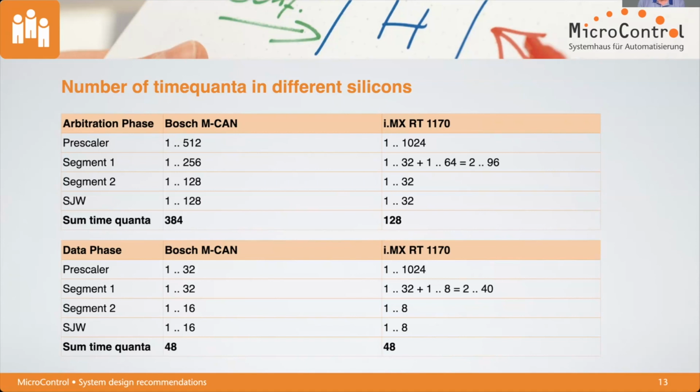There are other manufacturers which use their own IP core, which are sometimes similar to this gold standard and sometimes not. So I depicted here something from NXP, the RT1170, just to show you that from the register point of view, it's not possible to set up all these value ranges for all these bit timing values in the different segments, for segment 1, segment 2, and synchronization jump width.